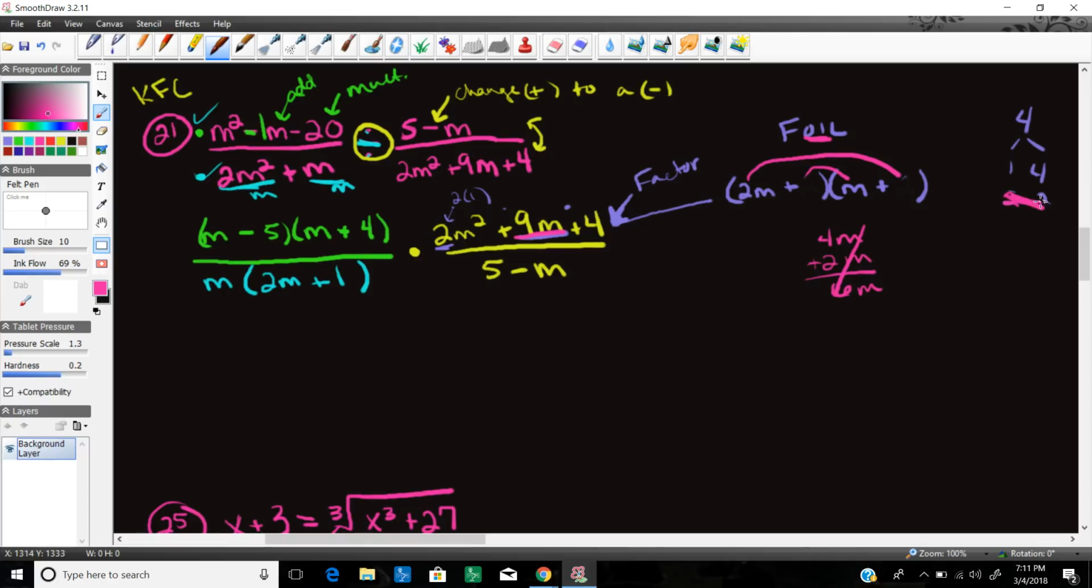Okay, there was a 2 there, a 2 there. So let's try 1 and 4. So 1 and 4. Let's see. 2 times 4 is 8. Bring down the m. 1 times m is 1m. If I add them up, I get 9m. And that's exactly what I want. So that means that these factors are good. This is what I want to use.